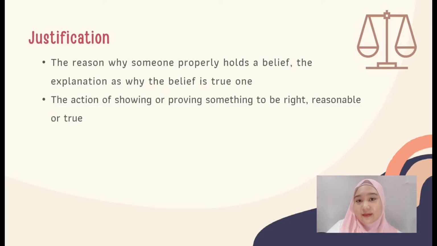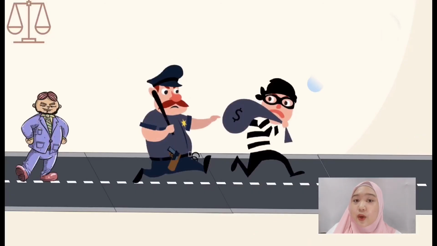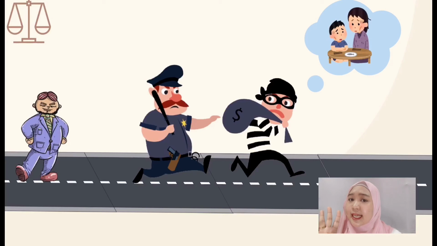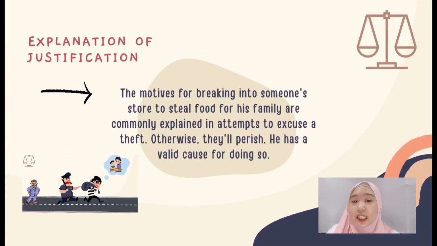Let's see an example. Take a look at this picture. What can you conclude? I give you 3 seconds to think. Your time's up. The motives for breaking into someone's store to steal food for his family are commonly explained in attempts to excuse a theft. Otherwise, they will perish. Here, the action seems justified. He has a valid cause for doing so. We might think that he owes the store owner compensation, but we will not criticize what he did.